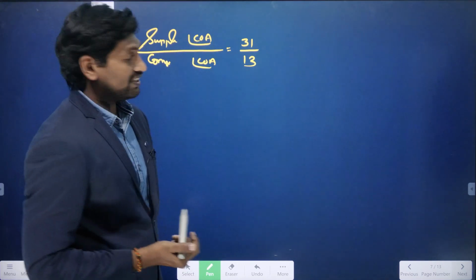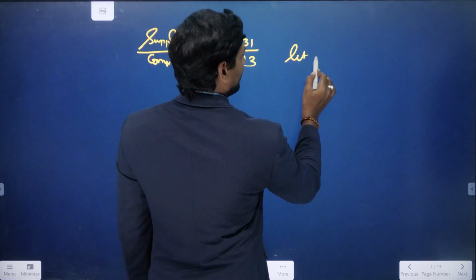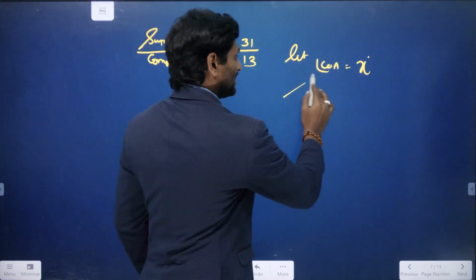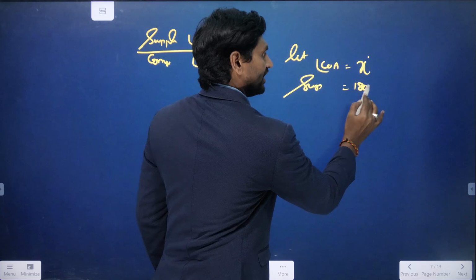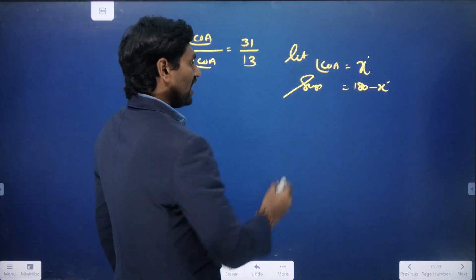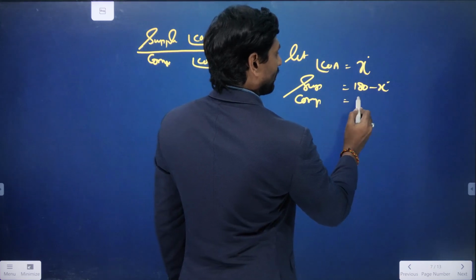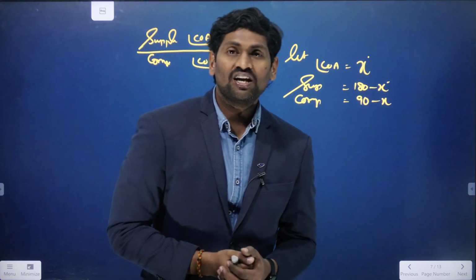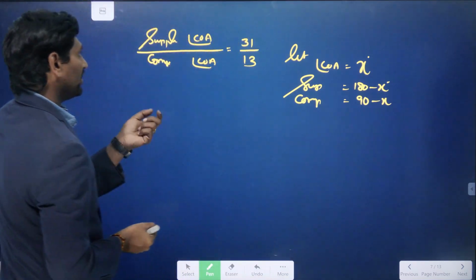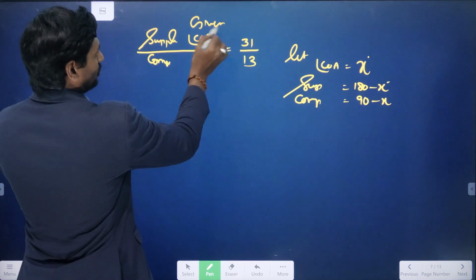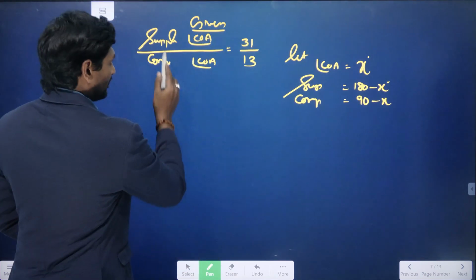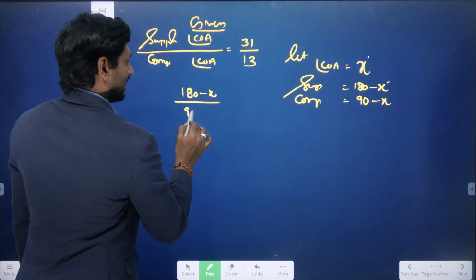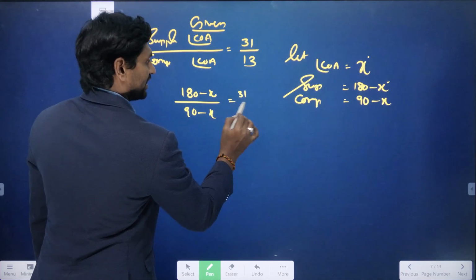Now, while you are observing these two, let us take angle COA equals x. I am taking angle COA equals x degrees. Then its supplement angle is 180 minus x, and its complement angle is 90 minus x. Supplement of x is 180 minus x. Complement of x is 90 minus x. Now according to the given statement, the ratio of both is 31:13. So the supplement over the complement is 180 minus x by 90 minus x equals 31/13.